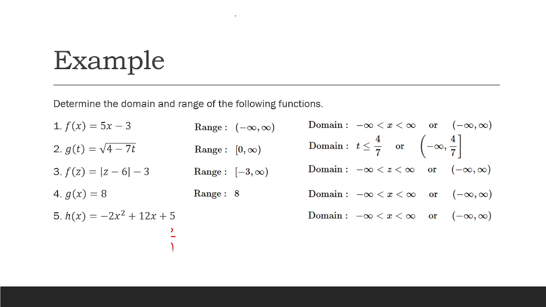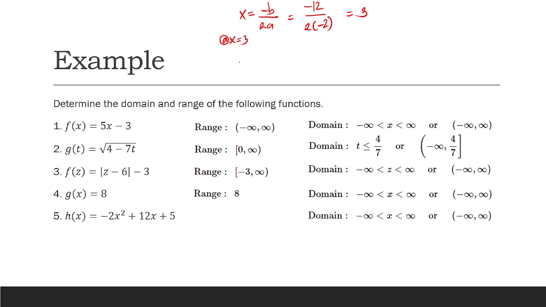Let's first try to find the value of x. X is equal to negative b over 2a. So, that is negative 12 over 2 times a, and our a is negative 2. So, this is negative 12 over negative 4. So, our x at the vertex is 3. Now, we just have to find the value of y, because we're looking for the range. So, at x is equal to 3, let's try to find the value of y, which is our h of x.